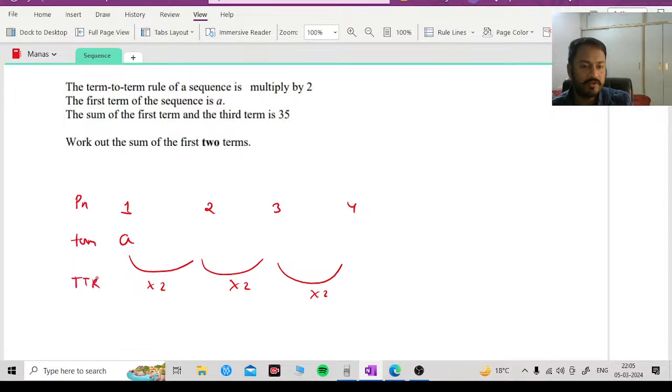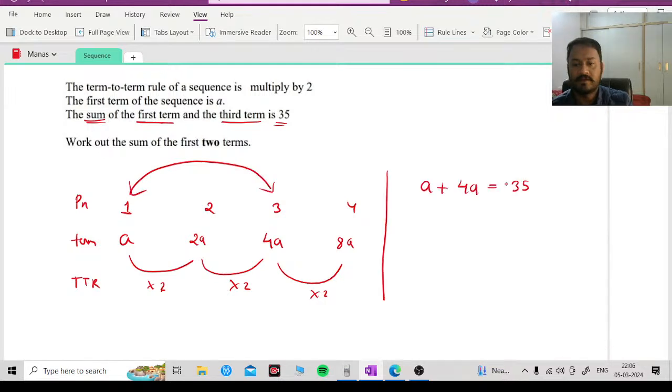The first term is A, and the sum of the first term and the third term is 35. So if this is the first term, multiplying it by 2 gives 2A. If this is the second term, multiplying by 2 gives 4A. And multiplying by 2 again gives 8A. Now they are saying that the first term and the third term have a sum of 35, so the first term and the third term will be added. So the first term is A and the third term is 4A, and the sum of these is 35.